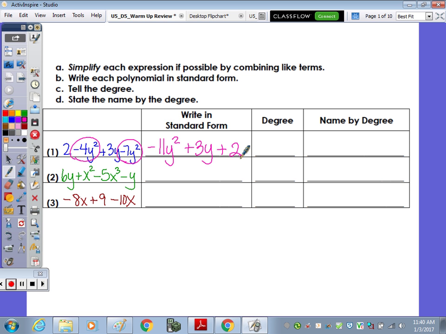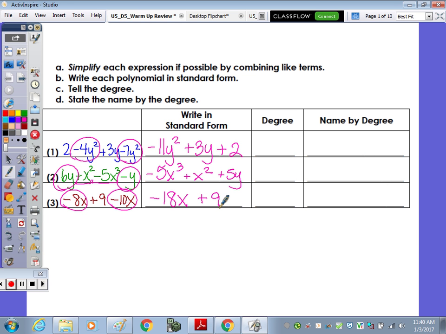And the one below it, the cube term would come first, so negative 5x cubed, the x squared term, and then we can combine the y's, 6y minus y would be 5y. And then last, combining the two x terms, negative 8 minus 10 is negative 18x plus 9.